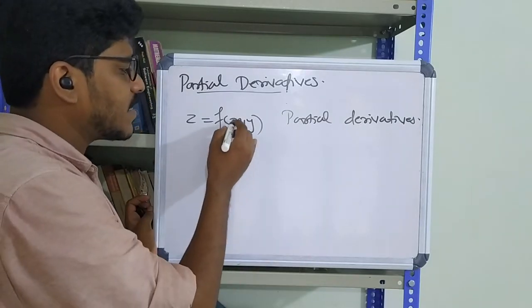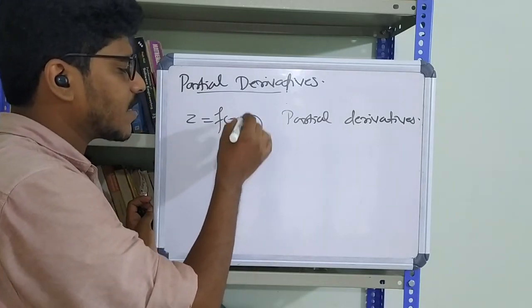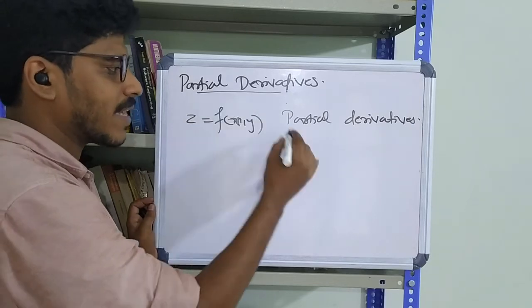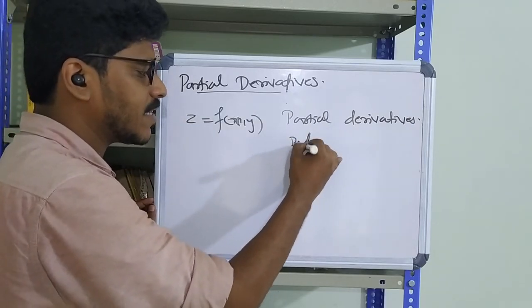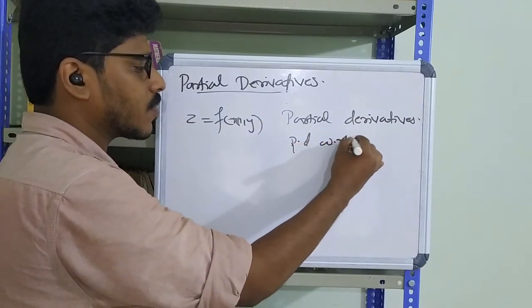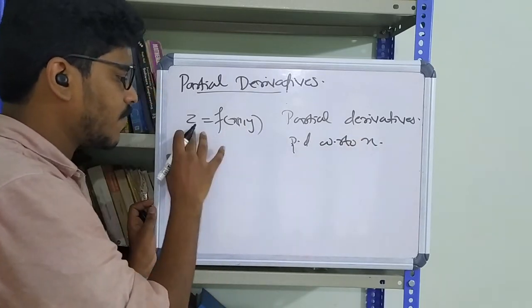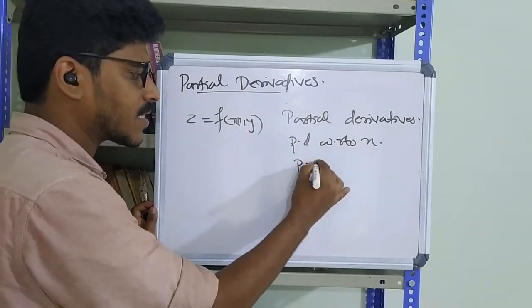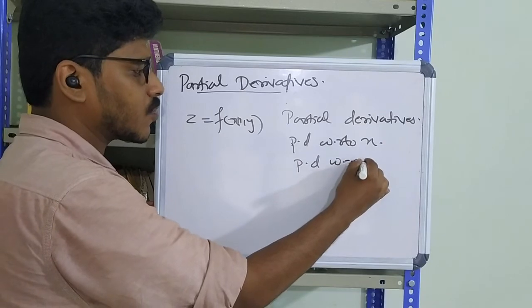So the rate of change of z with respect to x will be called the partial derivative with respect to x, and the rate of change of z with respect to y will be called the partial derivative with respect to y.